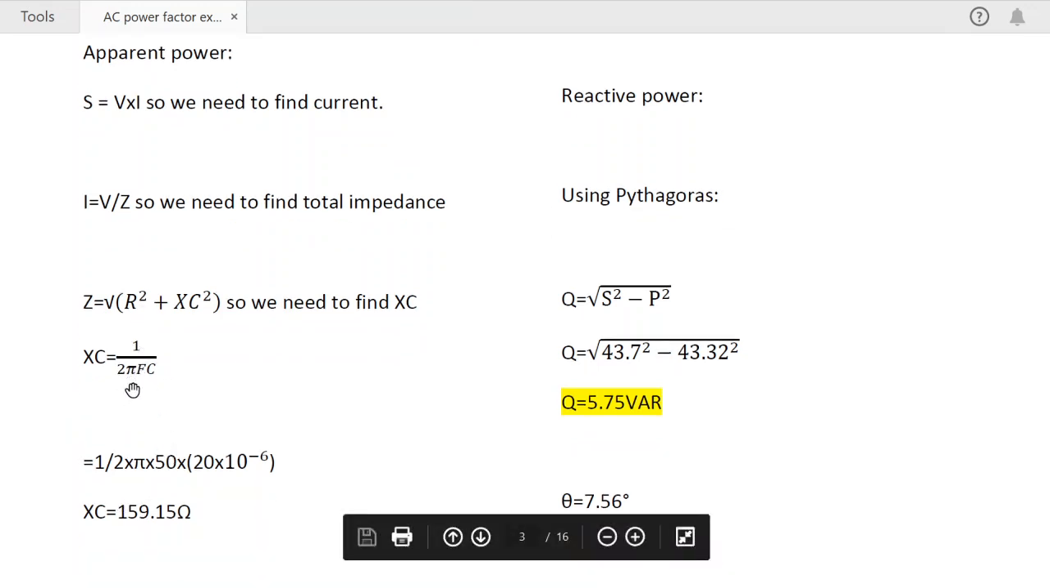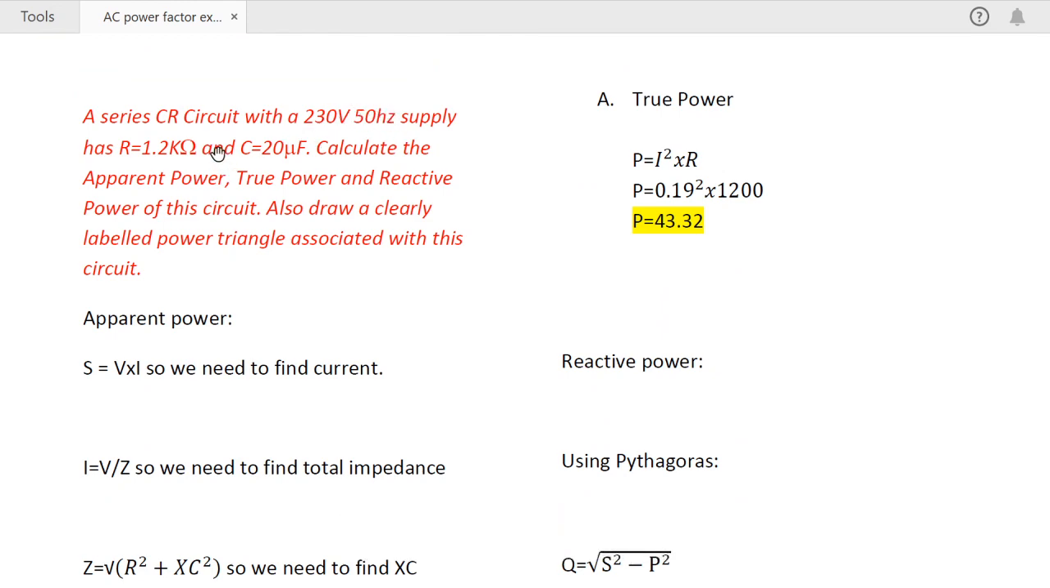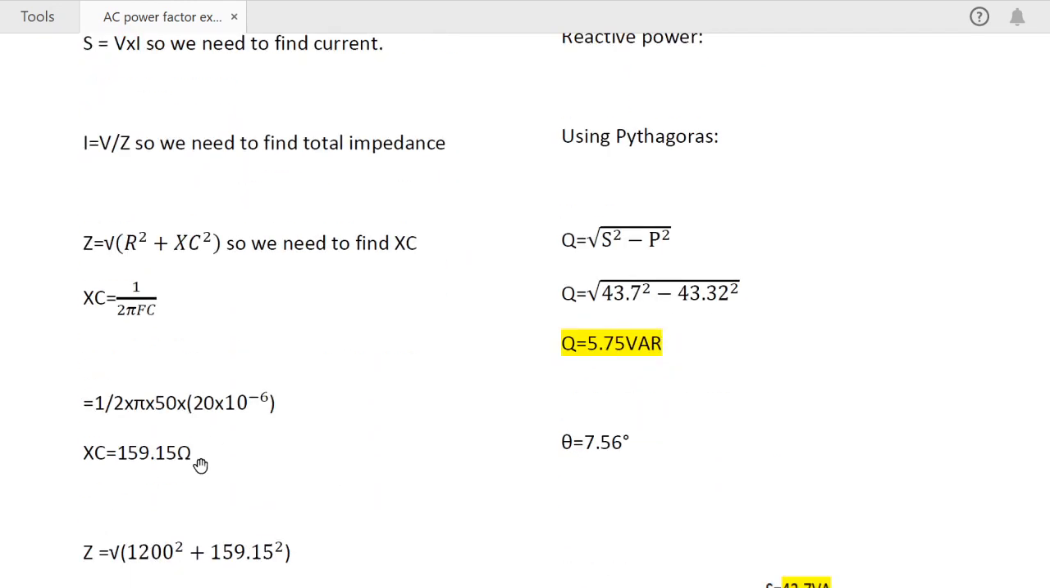So we know what our F is, and we know what our C is. Our F was 50 hertz, and our C was 20 microfarads. So we punch those into that formula: 1 over 2 times pi times 50 times, and I've put brackets here, 20 times 10 to the negative 6, because that 20 is the capacitance in microfarads. So we're converting their microfarads by going 10 to the negative 6. So that whole formula works out to 159.15.